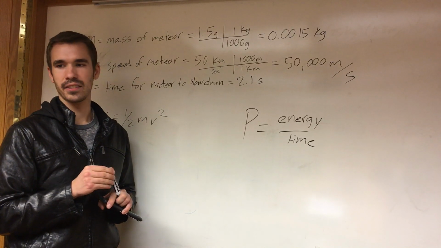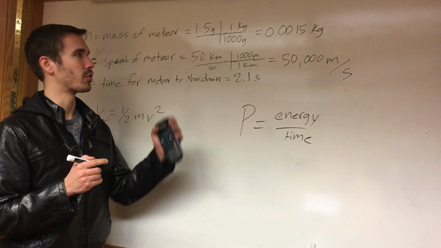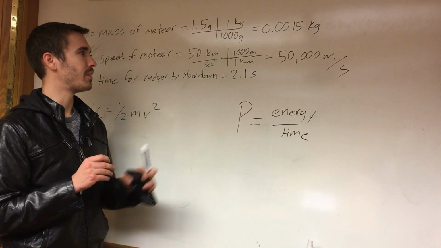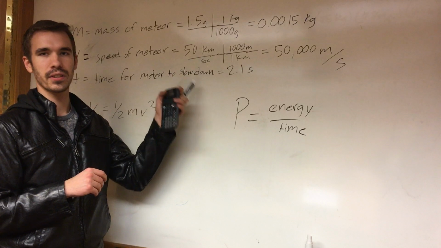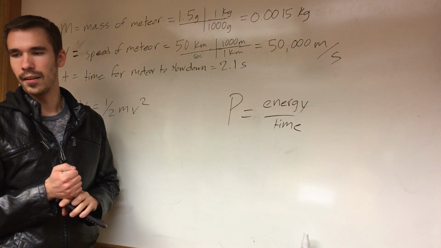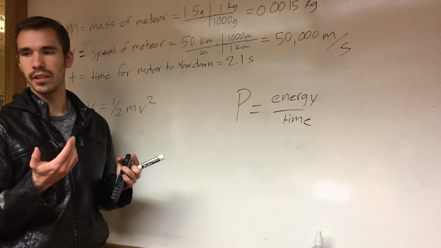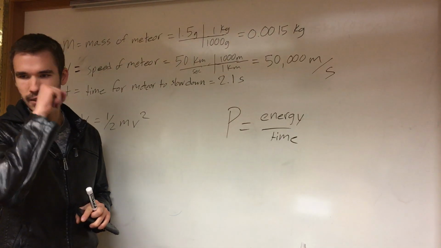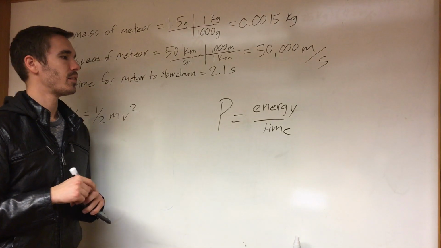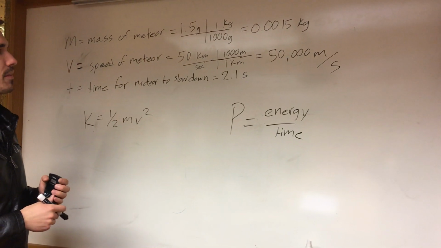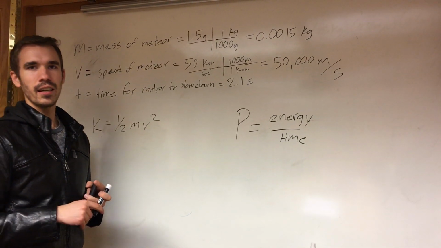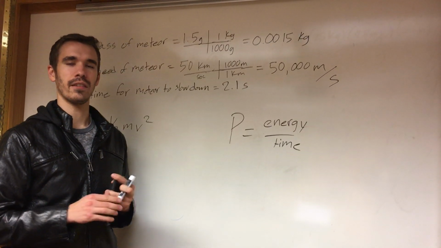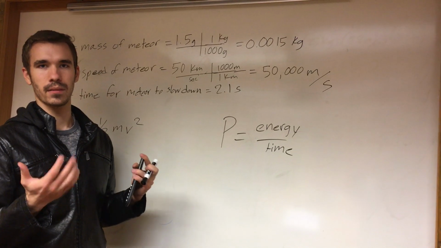So the question it has is, assuming that the meteor is 1.5 grams and is moving at 50 kilometers per second, what is the power generated from the meteor if it slows down over 2.1 seconds? So to start this problem, what we have to do first is a couple conversions, because we have it in grams and kilometers when typically in physics we operate with kilograms and meters.